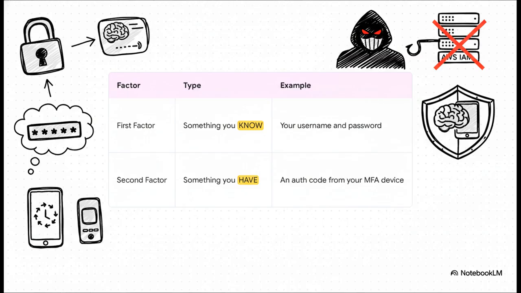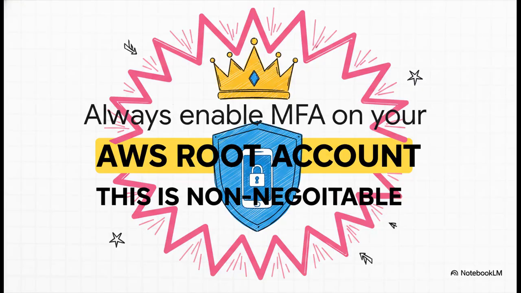The magic here is that even if a hacker steals your password, they're still stuck. Without that code from your phone, they can't get in. Now listen up, because this is a big one. For the exam, and frankly, just for being a responsible human in the cloud, this is non-negotiable. You have to enable MFA on your AWS root account, and for all your users. If you only remember one security tip from this whole explainer, let it be this one.